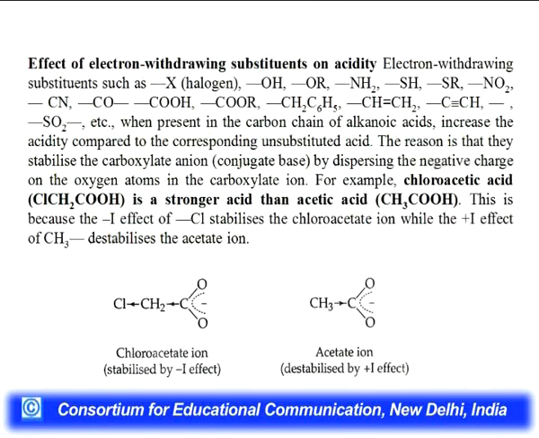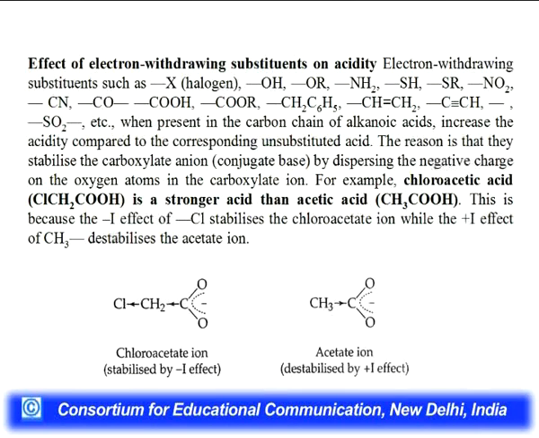Effect of electron withdrawing substituent on acidity. Electron withdrawing groups, for example halogen, hydroxyl group, alkoxy group, amine, thiol, SR, NO2, cyano group, carbonyl group, carboxylic group, ester group and others, when present in the carbon chain of alkanoic acid, increase the acidity as compared to the corresponding unsubstituted acid. The reason is that they stabilize the carboxylate anion. We have already stated that any factor which stabilizes the carboxylate anion will increase the acidity by dispersing the negative charge on the oxygen atom in carboxylate ion.